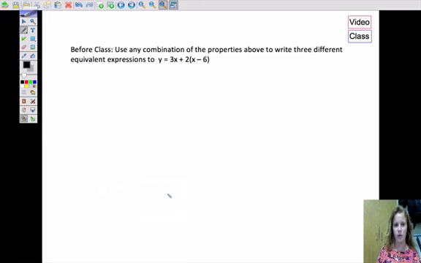And then finally, for class, I'd like you to try to use a combination of the properties that we've talked about to write 3 different equivalent expressions. Okay, so not simplify all the way down, but write 3 different equivalent expressions. Okay, so that could be steps along the way. Try to have one of them be the most simplified version of this equation.